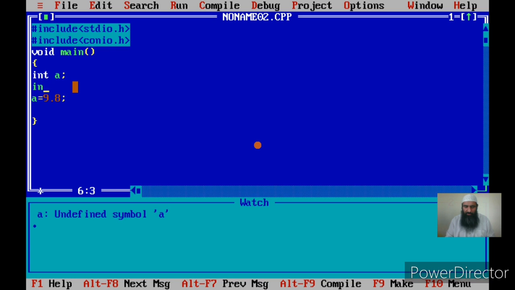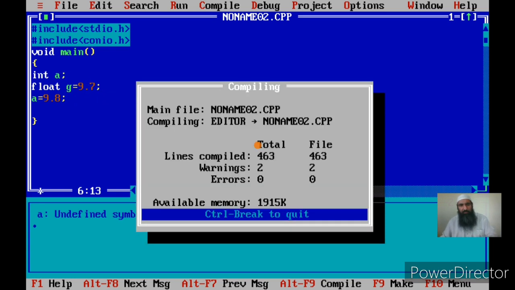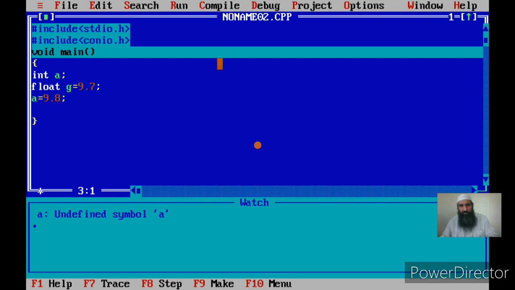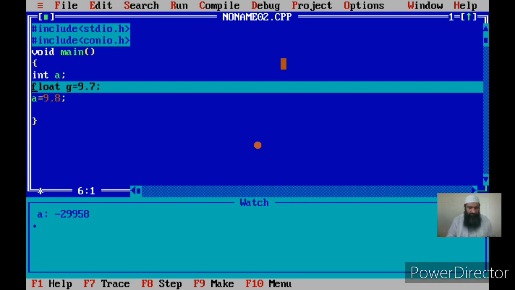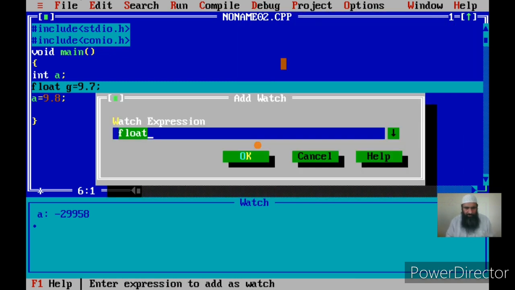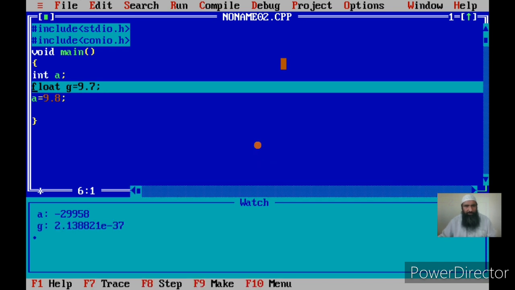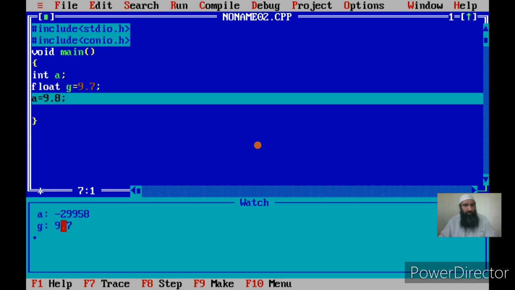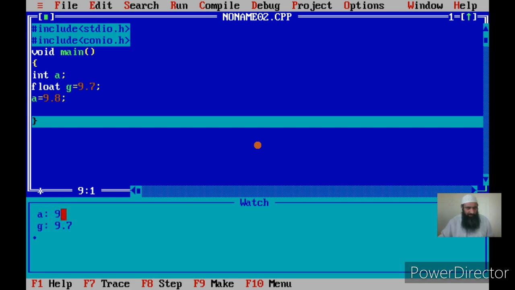Suppose I have a variable of type float, g, and I am assigning 9.7 into it. It can hold it because it is a float type, or if it's a double type, it can hold decimal values. Now let us first see whether it can hold or not. Let us debug and also watch g. See, initially A is junk. Now G is also junk. Now after this statement it will have 9.7. Yes, it can hold. This is a direct proof. Now A can hold 9.8? No, truncation has taken place.